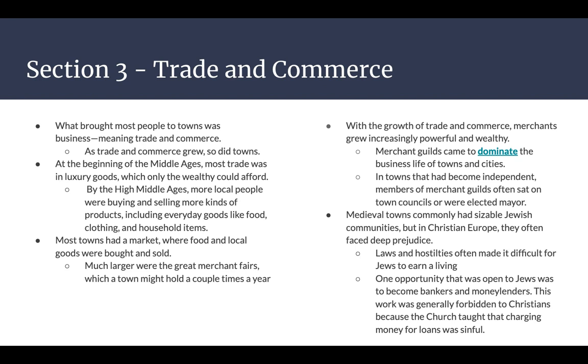One opportunity that was open to Jews was to become bankers and moneylenders. This work was generally forbidden to Christians because the church taught that charging money for loans was sinful. Jewish bankers and moneylenders performed an essential service for the economy. But again, since this was forbidden by the Catholic Church, they were still often looked down upon and abused for practicing this less favorable, or negative, trade.